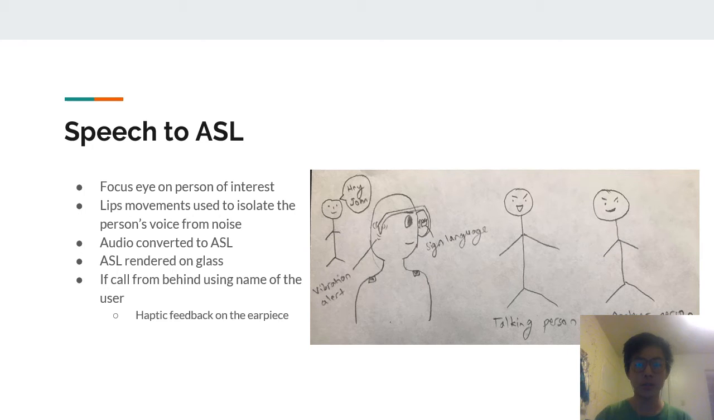Also, if someone is calling, like the person over here, then there will be haptic feedback on this temple area of the glass, and then the user will know that someone is calling from behind, and he or she has to be alert.